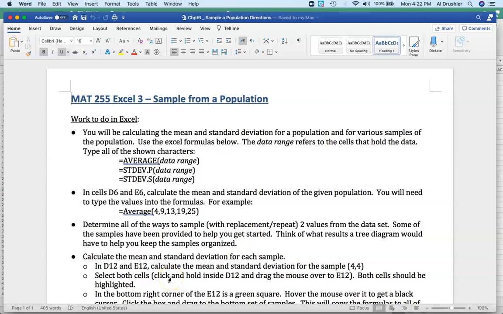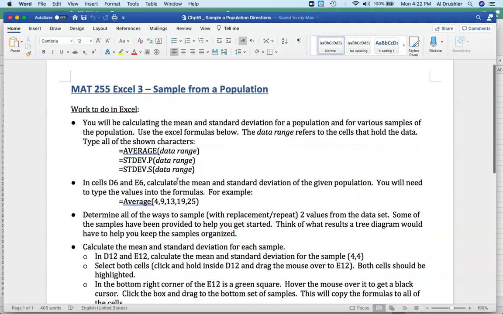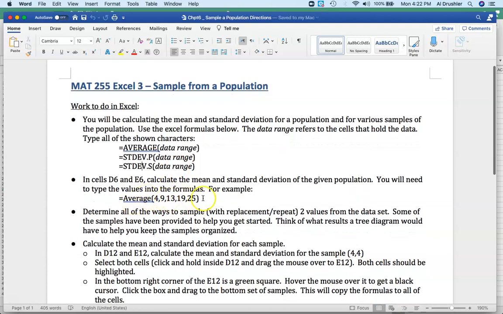Okay, this is a quick video on the next lab in Math 255. Basically you'll be using these three functions here: average, standard deviation for population, and standard deviation for sample. What we're going to do is treat these five numbers as the population: 4, 9, 13, 19, 25. Then you're going to take samples of size 2 with replacement. You're just going to keep doing that.